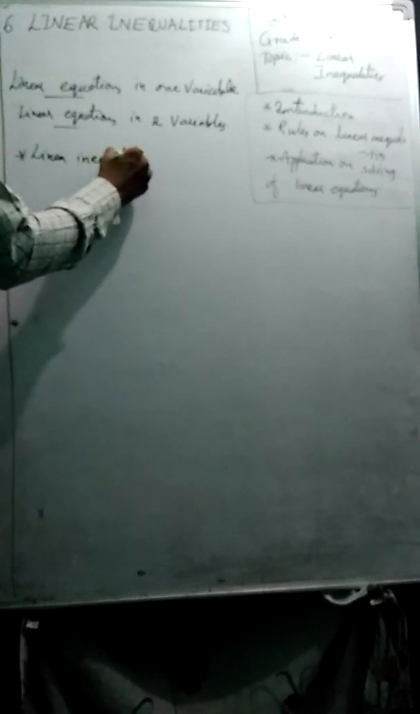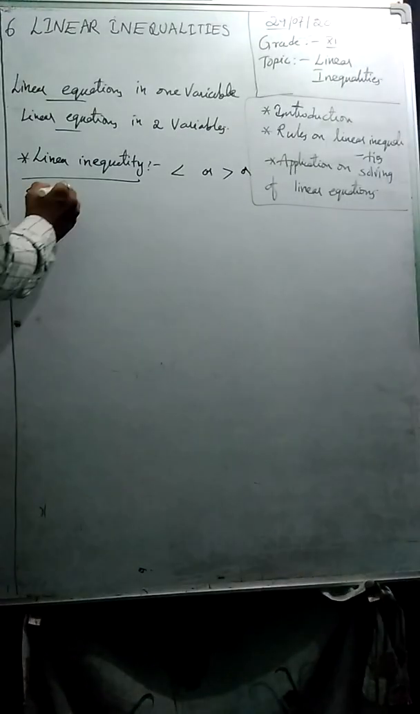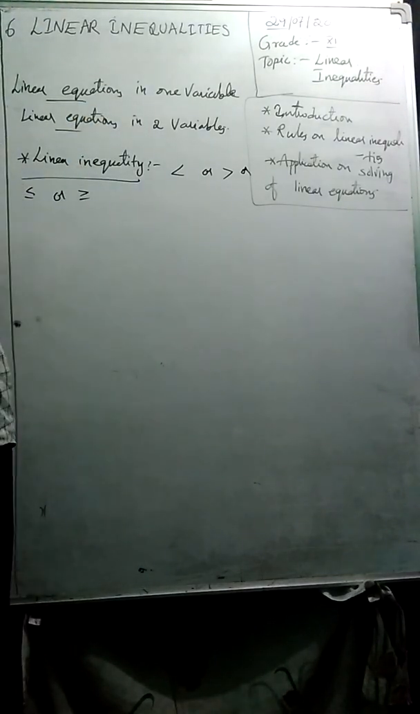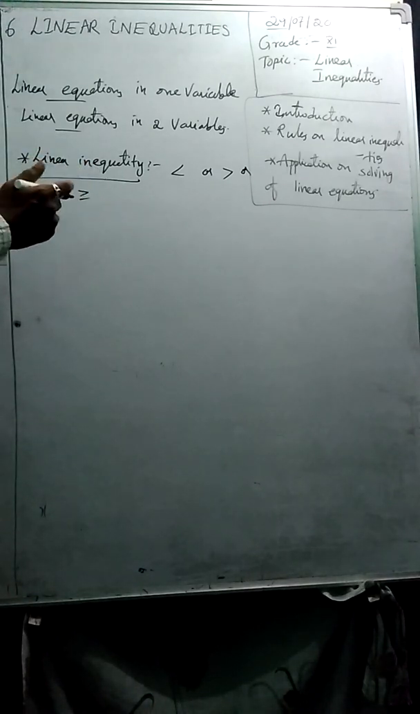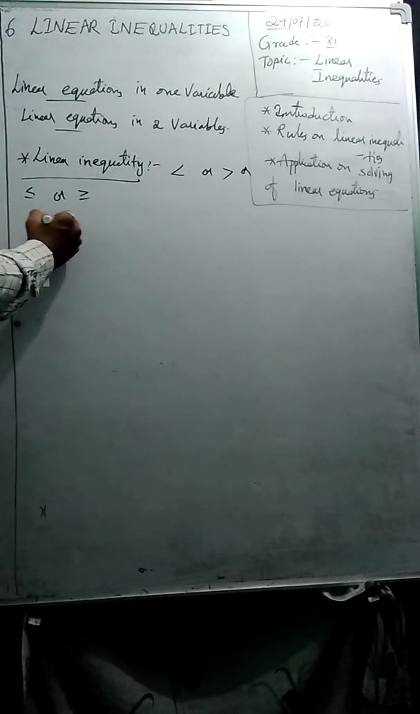Actually, a linear inequality is nothing but two algebraic expressions, or real numbers, related by the symbol less than, greater than, less than or equal to, or greater than or equal to. Then it is called a linear inequality. So let us discuss some problems.